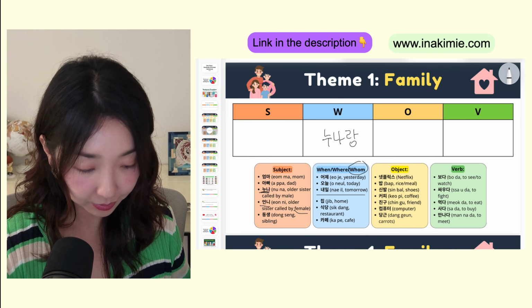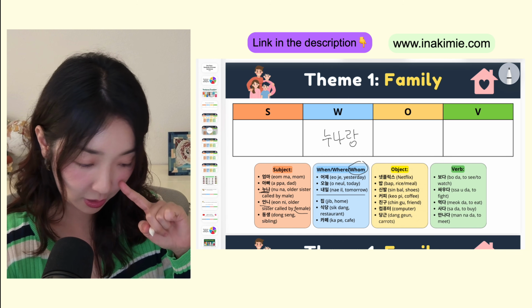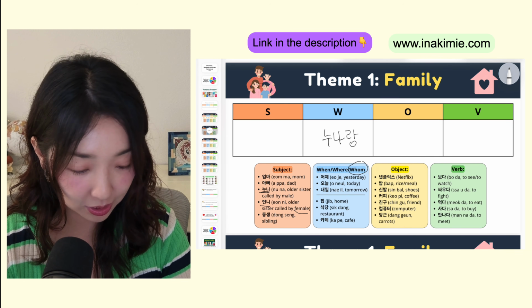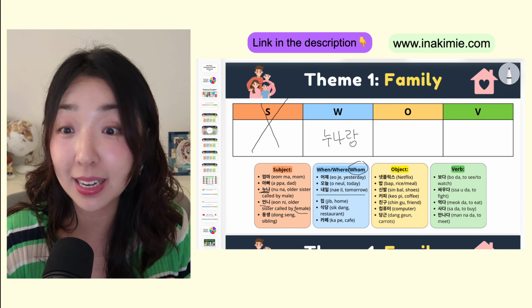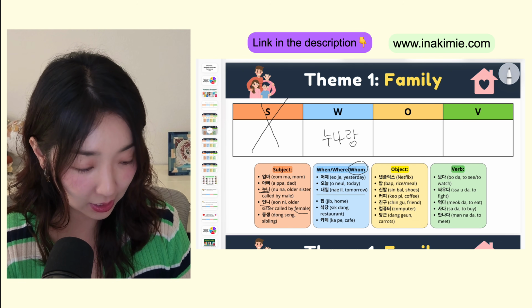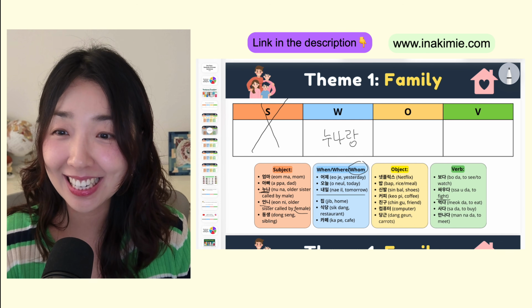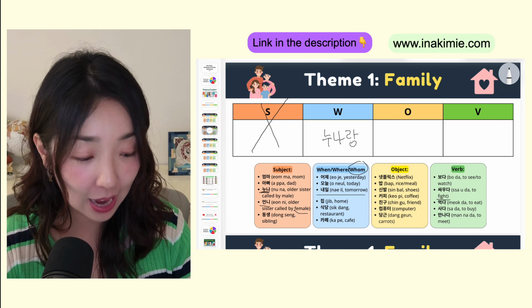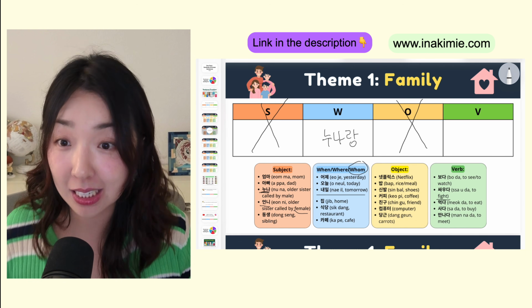Okay, 누나랑. And there's no subject because you are the subject. I, that could be omitted easily. 누나랑, and then fought. To fight. That's 싸우다. And I don't need an object here. I'm just going to say, I fought with my sister.